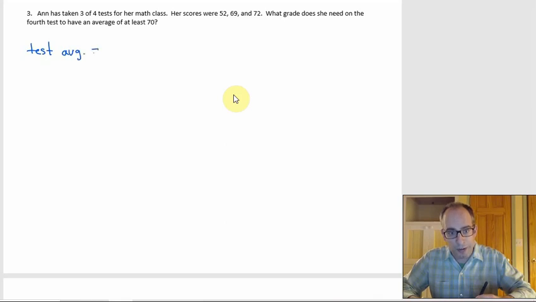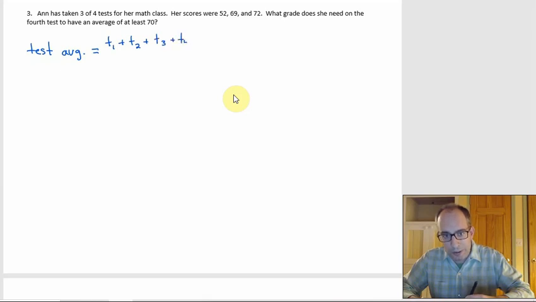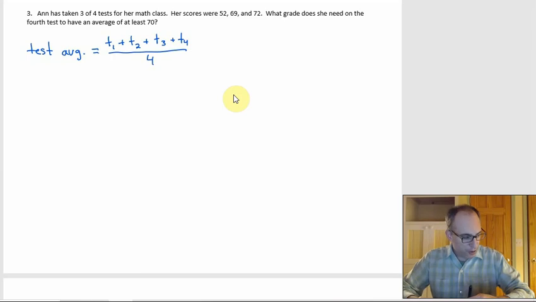But the test average would be that you would add them up. So I'm just going to use T1, T2, T3, and T4 for the 4 tests. So like T1's the first test and T2's the second and so forth. So there's T4. And then we're going to add all those up and we're going to divide by 4, right? But then we know what T1, T2, and T3 are because they're right here, 52, 69, 72. And we also know the test average needs to be 70.